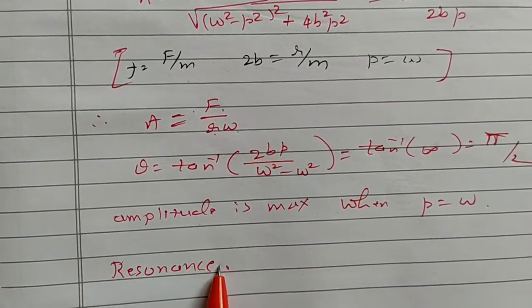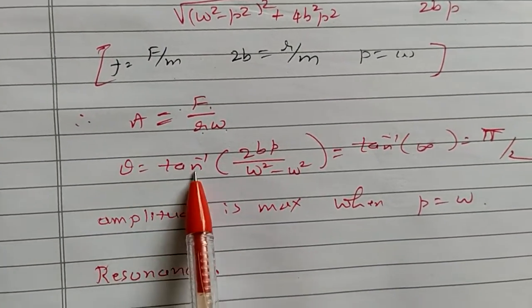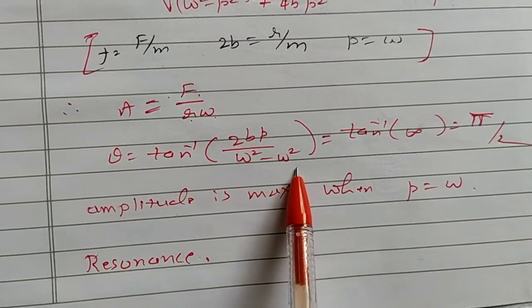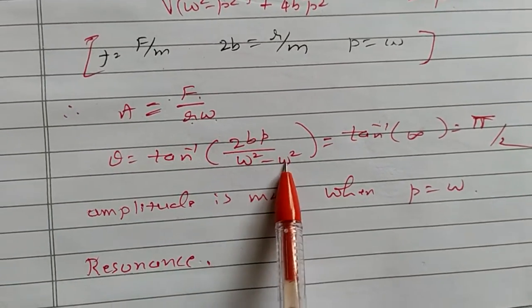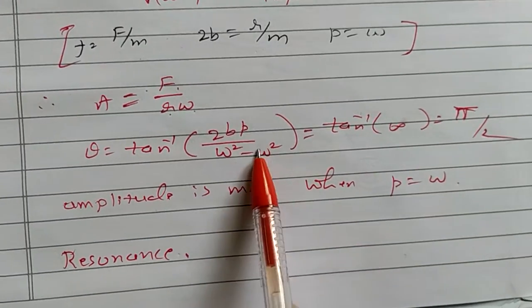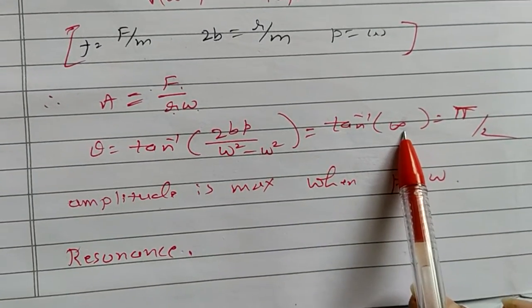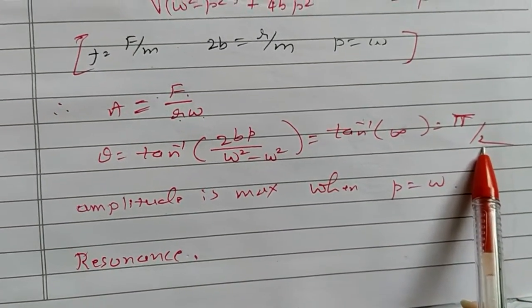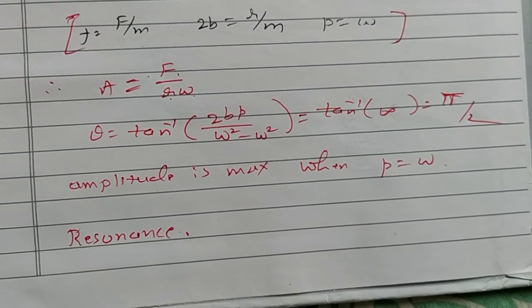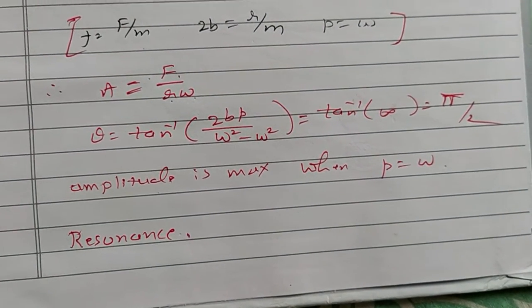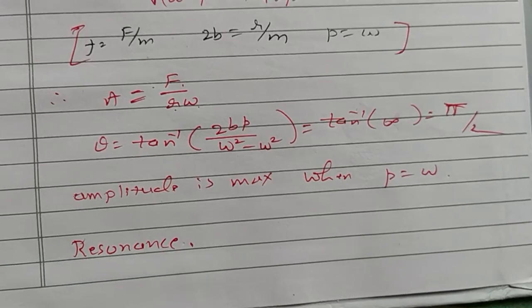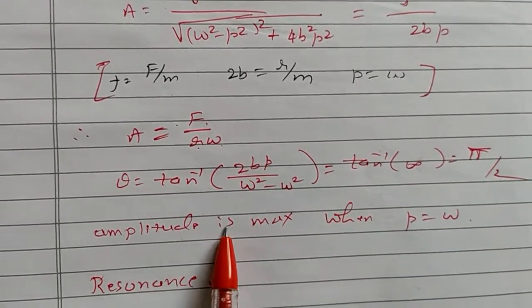This condition is called resonance. What is theta here? Tan inverse 2bp divided by omega square minus P square. With P equal to omega, it is omega square minus omega square, so tan inverse infinity divided by 0 means infinity. Tan inverse infinity is equal to pi by 2. So there is a phase difference of pi by 2 between the applied periodic force and the displacement. This is the case we call resonance.